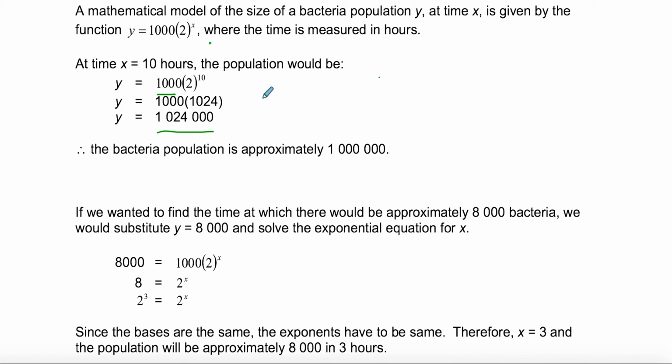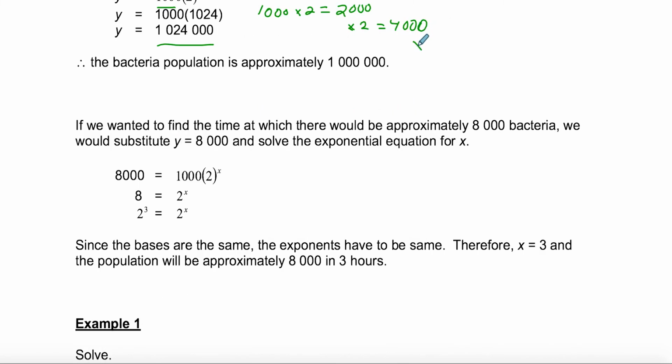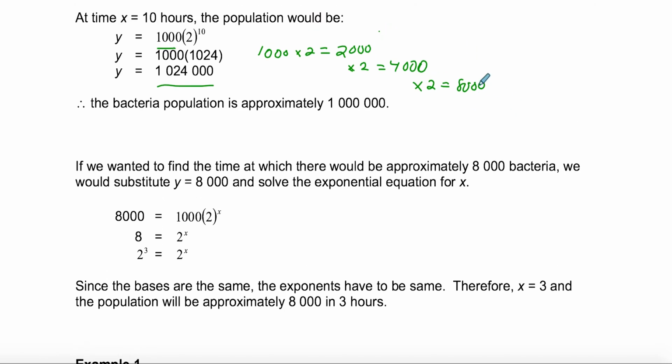We could do the same thing by looking at 1,000 and then times 2. After 1 hour, you'd have 2,000. Then you multiply by 2, so after 2 hours we would have 4,000. Multiply by 2 again and we would have 8,000. So this is the idea of the bacteria doubling. We could keep going for 10 hours, and if you did, you would find you'd have 1,024,000 bacteria.